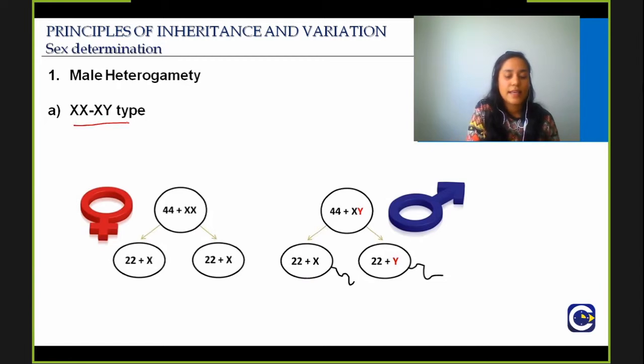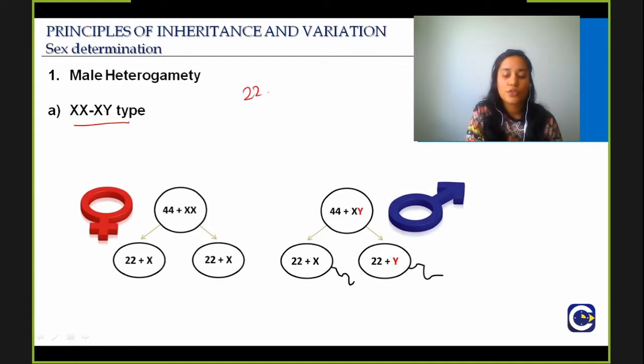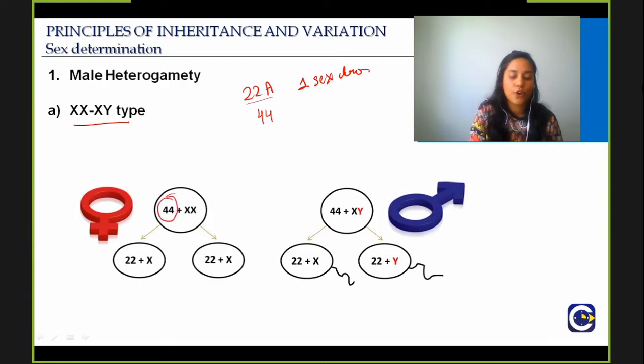It is XX-XY type, and I am hoping most of you know this diagram and I don't need to explain it much, because in humans we have 46 chromosomes, 23 pairs: 22 pairs of autosomes and 1 pair of sex chromosomes. 22 pairs of autosomes means 44, because human beings are diploid. So this 44 comes from the autosomes, and this is the sex chromosome. This is the female here and this is the male here.